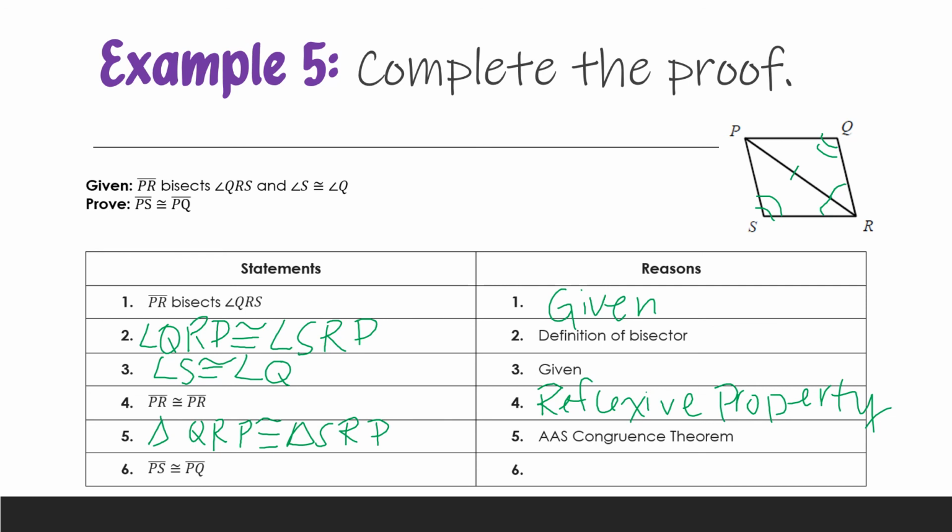And if those two triangles are congruent, then we know their corresponding parts are congruent. So we can conclude that segment PS is congruent to segment PQ because corresponding parts of congruent triangles are congruent, CPCTC.